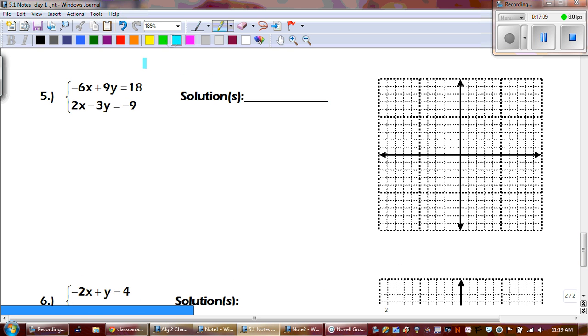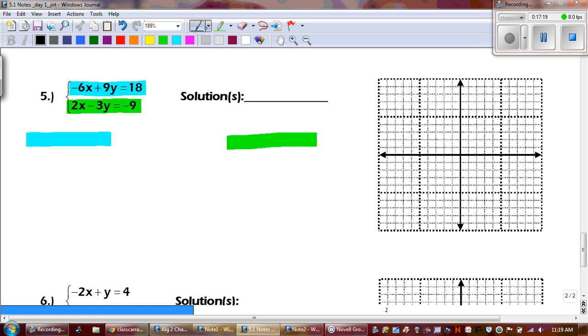Number 5. Now, number 5, it looks like we have to solve both of these. Okay, so make sure you have room to write both of them. And if you don't have colors, you can write like, hey, here's number 1, here's number 2. All right, so we've got to solve both of them. I'm going to start with the blue.